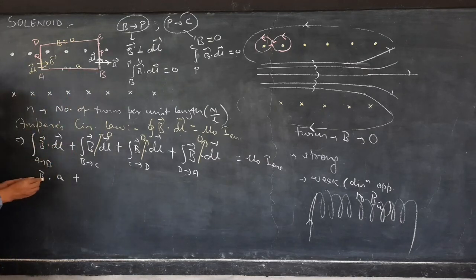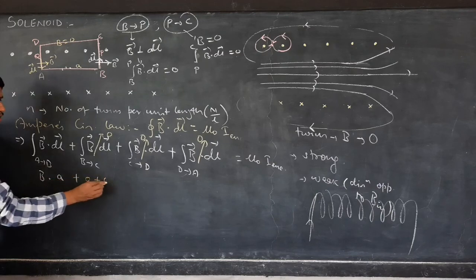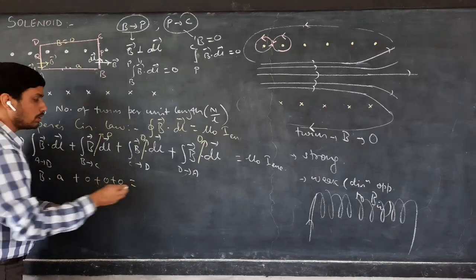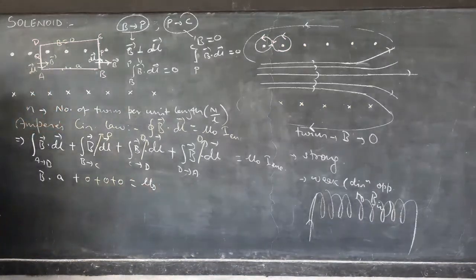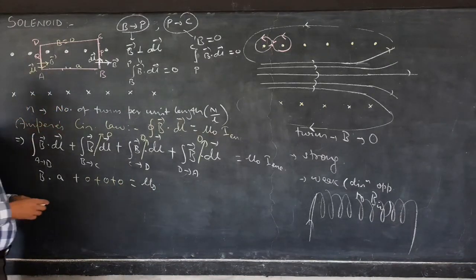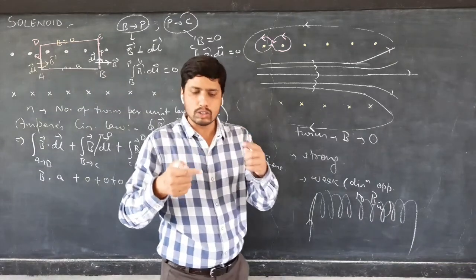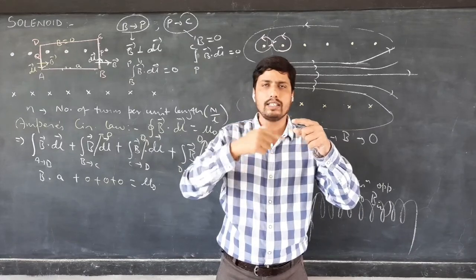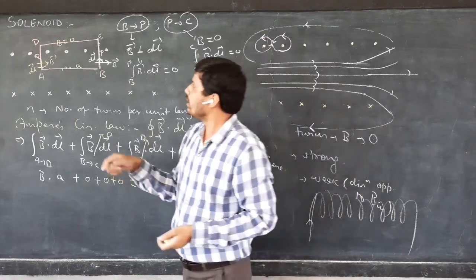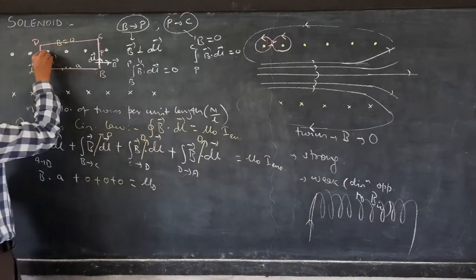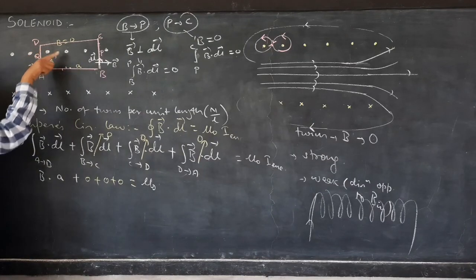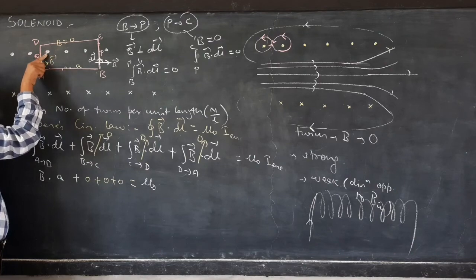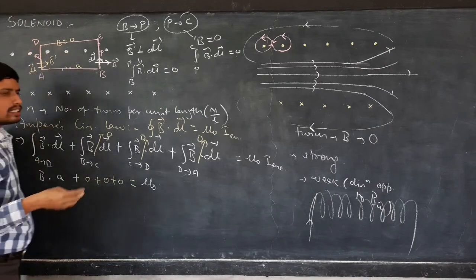And how much is its contribution? B times a. So B a plus 0 plus 0 plus 0 is equal to mu naught times I enclosed. Now, what is I enclosed? See, current is running through the wire. So current is I, again it is I, again it is I. If you see carefully, here current is coming out. In this figure, 3 times current is coming out. So current enclosed will become I plus I plus I, that is 3I.